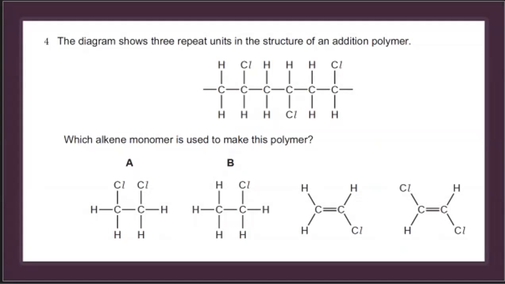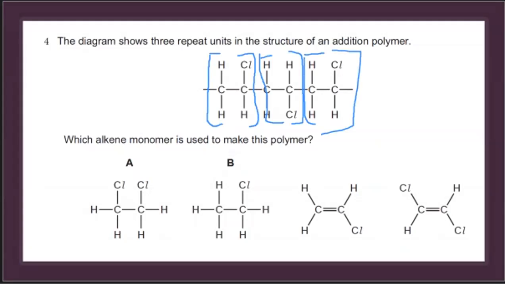All right, question 4. The diagram shows 3 repeated units in the structure of an addition polymer. So let me try to find the 3 units for you so you can see it clearly. This here is the first unit. This here should be our second unit. And this here should be our third unit.